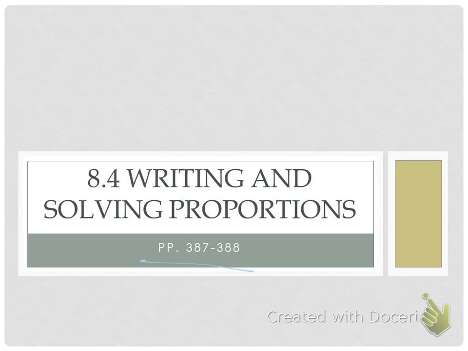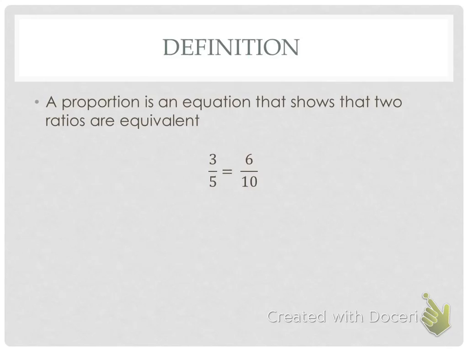All right, first of all, the definition of a proportion is an equation that shows that two ratios are equal. Right now it doesn't seem that they're equal, but if I reduce 6/10 to simplest form, they are in fact equal on both sides. So a proportion shows that two ratios are equal to each other in an equation.